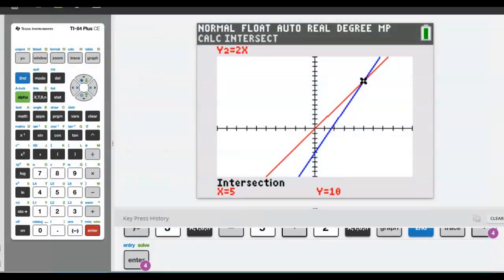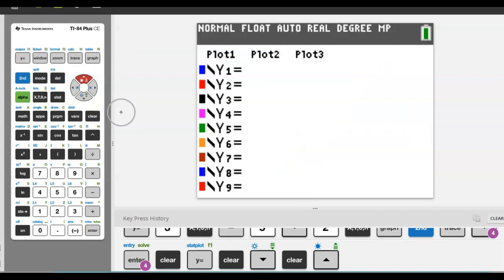So let's grab our calculator. We have our calculator here. We're going to go ahead and clear this. So we go to the Y=, and then we have negative.